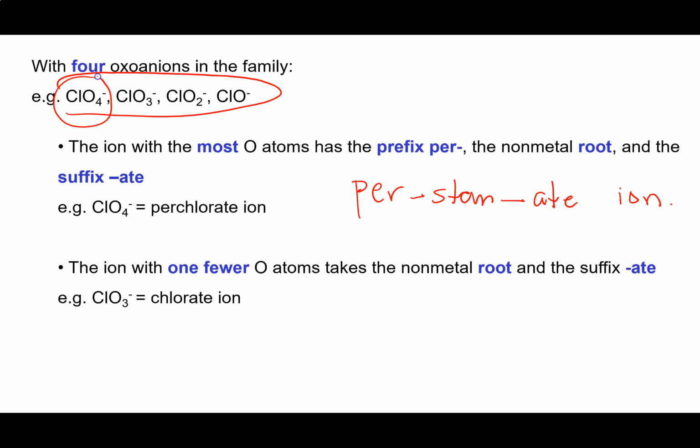So for this guy here, this would become perchlorate ion. So then you're going to go to the one that has the second highest amount of oxygen atoms. So in our example here, that's ClO3-, and that becomes a little easier. You just do the stem, and then the ending ate, and the word ion.